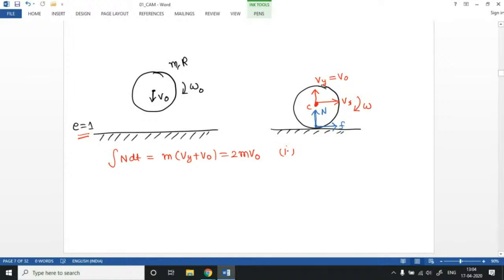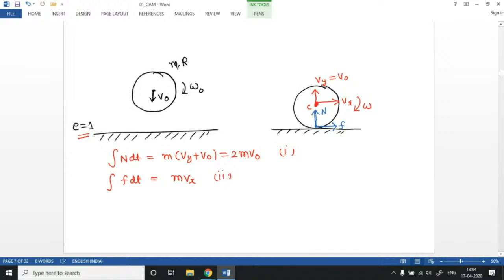Similarly, there would be a linear impulse due to friction also. So the integral of f dt will be equal to the change in linear momentum along the horizontal. The initial velocity of this ball along the horizontal was 0, so this is simply mvx. That is equation number 2.